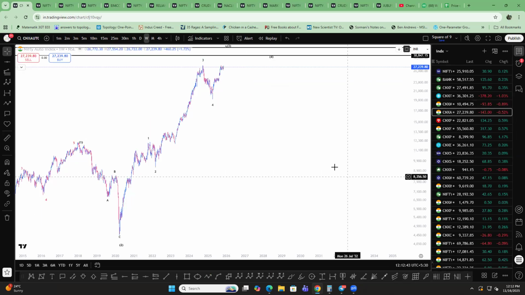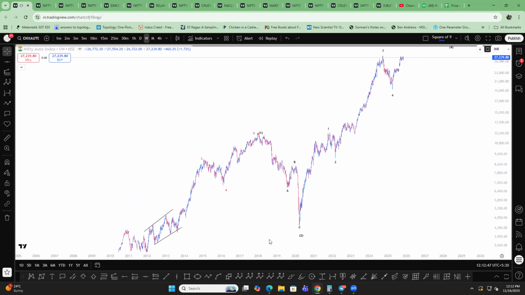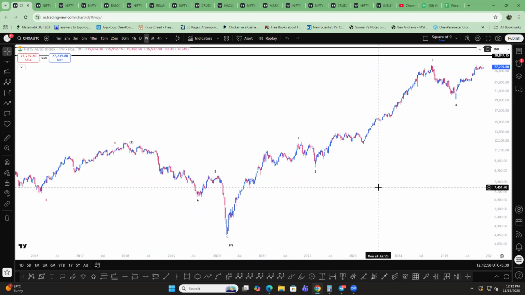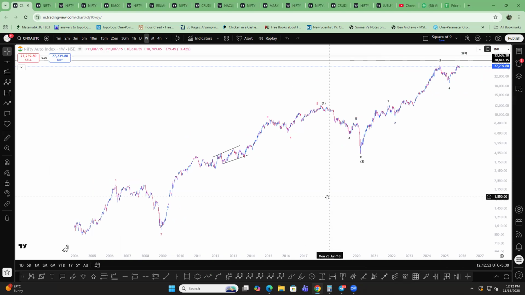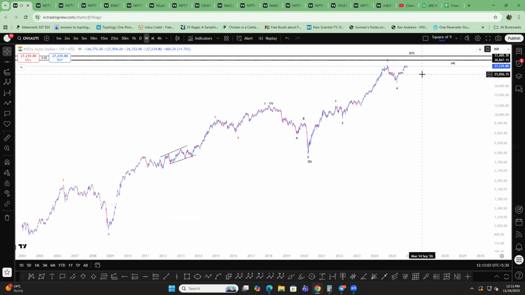Next, this is the auto index. See this in the weekly frame. This is 1, 2, 3, 4, and 5 complete. So wave 1, wave 2, and the auto index is in wave 3. And wave 3 will be again in 5 waves. So this is wave 1 of 3, 2 of 3, 3 of 3 has been done, 4 done, and 5 is in progress.